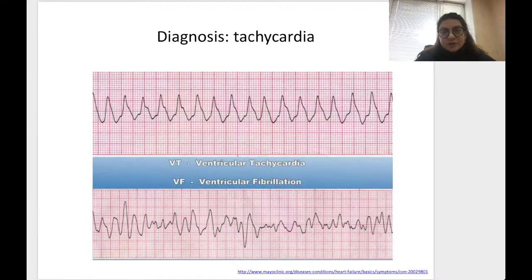For diagnosis of tachycardia, we have auscultation, we have palpation with check of peripheral pulses, and we have ECG. On ECG, we can differentiate whether it is just tachysystolia and tachycardia due to sinus rhythm, or it is tachycardia with some tachyarrhythmias. And here is an example of the most dangerous of them, ventricular tachycardia and ventricular fibrillation. This is how they look on ECG.